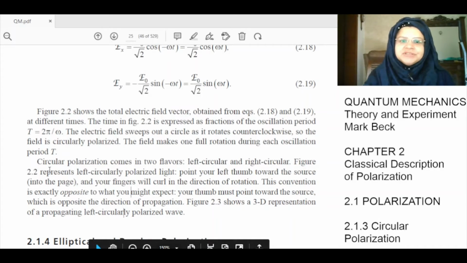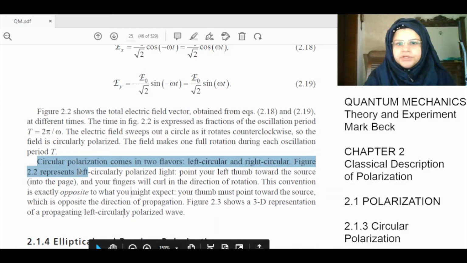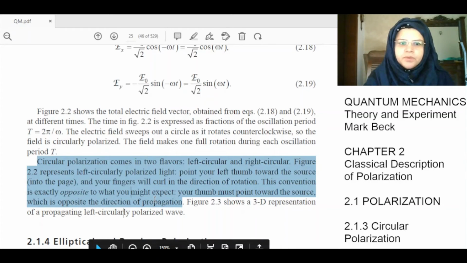Circular polarization comes in two flavors, left circular and right circular. Figure 2.2 represents left circularly polarized light. Point your left thumb toward the source, into the page, and your fingers will curl in the direction of rotation. This convention is exactly opposite to what you might expect. Your thumb must point toward the source, which is opposite the direction of propagation. Figure 2.3 shows a 3D representation of a propagating left circularly polarized wave.